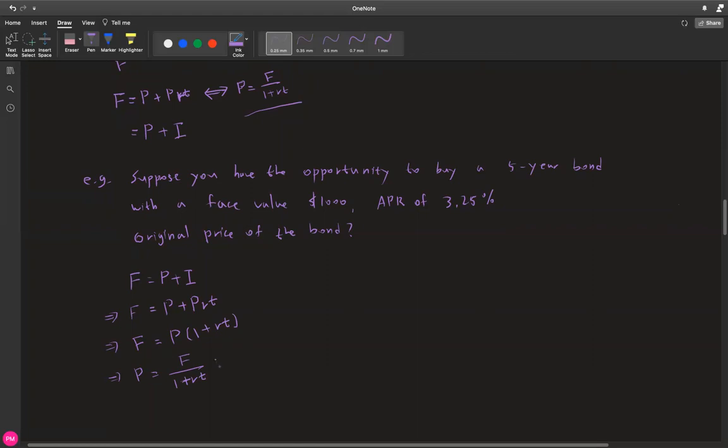So knowing this, and knowing in this problem, the face value is $1,000 and the APR in decimal is 0.0325, and make sure this is a decimal. And the term is given here as 5 years, so simply 5. So if you plug everything in, you will end up with 1,000 over 1 plus 0.0325 multiplied by 5.